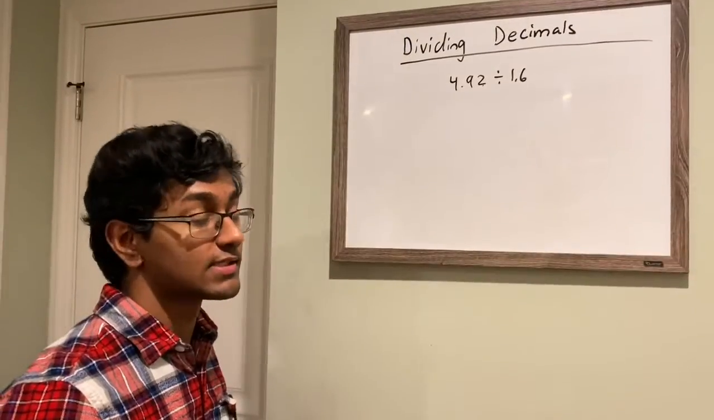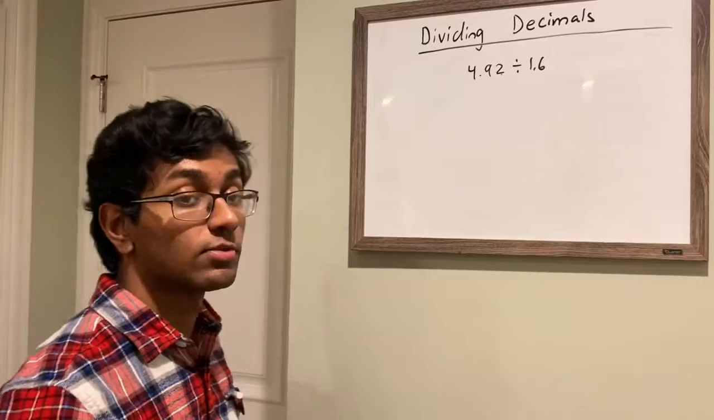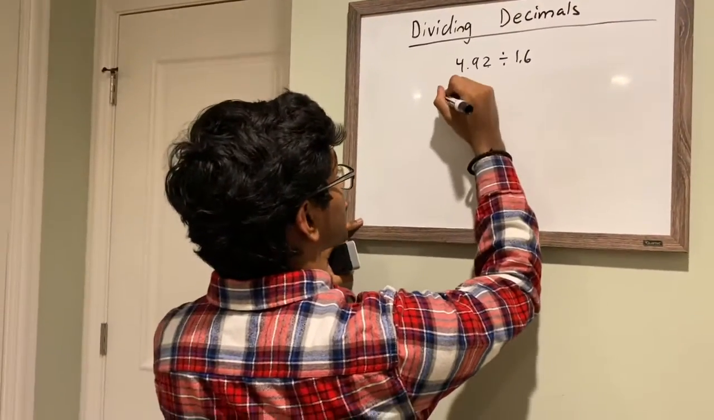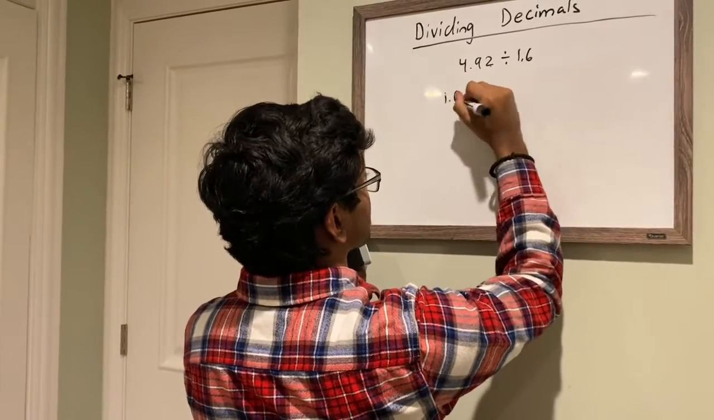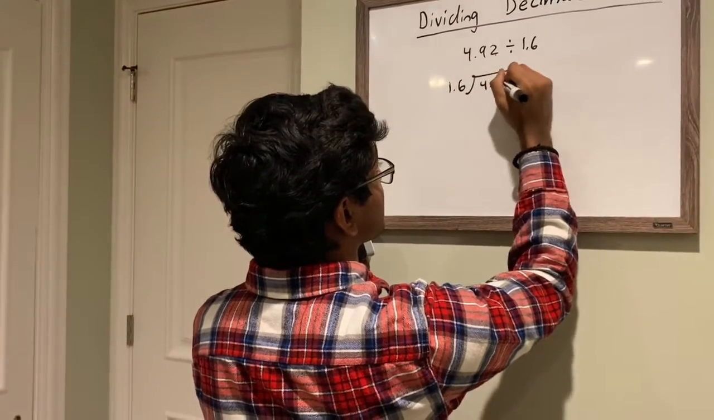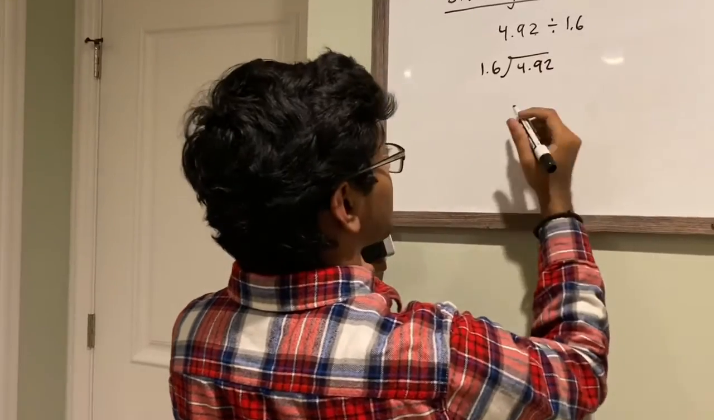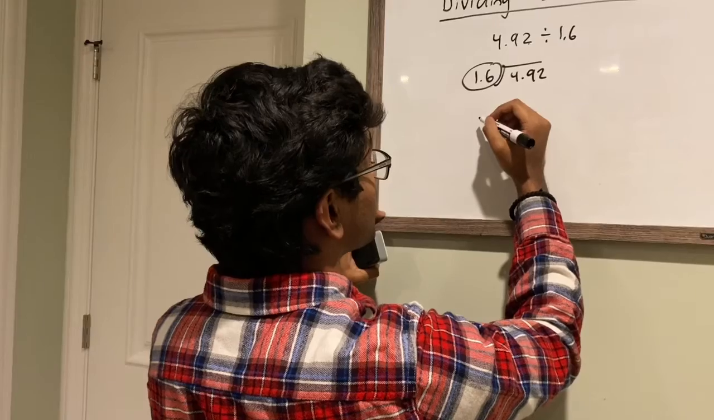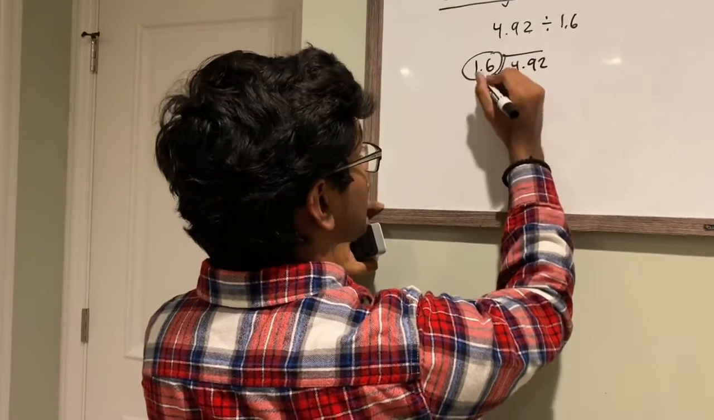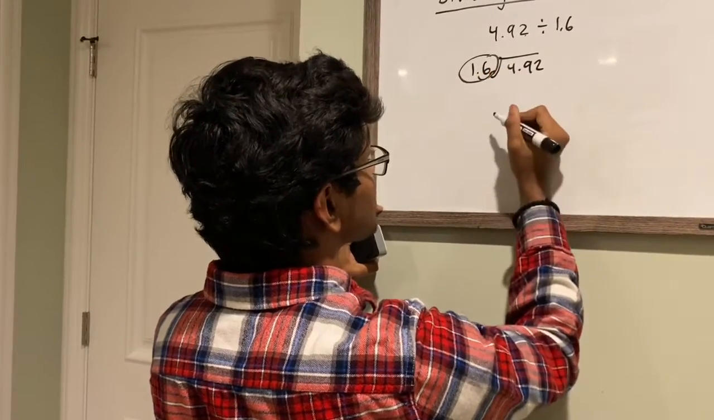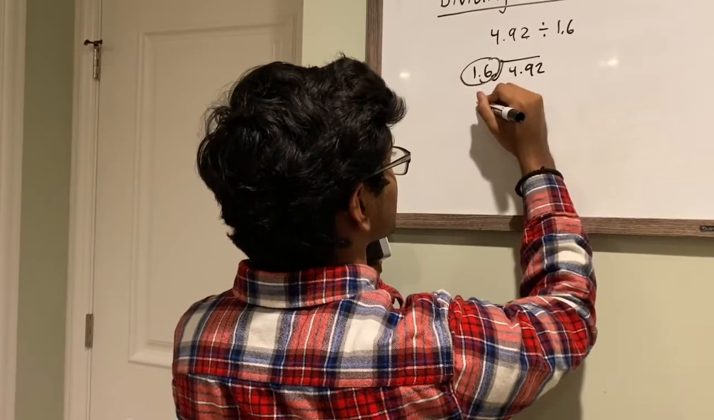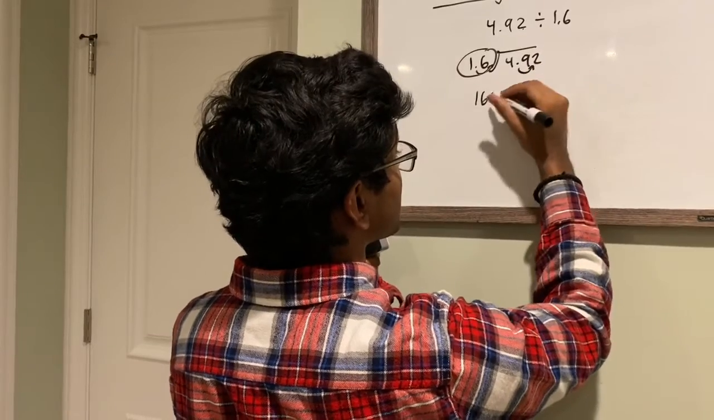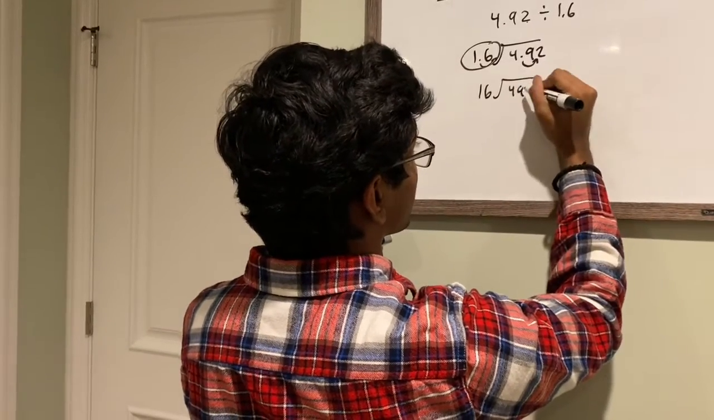And now let's look at an example where we're dividing a 3-digit decimal by a 2-digit decimal. So first, we would rewrite it with the smaller number on the outside. So put 1.6 on the outside, then 4.92 on the inside. But now we can see that this is not a whole number, so in order to make this a whole number, we need to multiply by 10, because when we multiply by 10, the decimal moves over to the right, and it becomes 16. So it becomes 16, and we need to multiply this by 10 also, so that becomes 49.2.